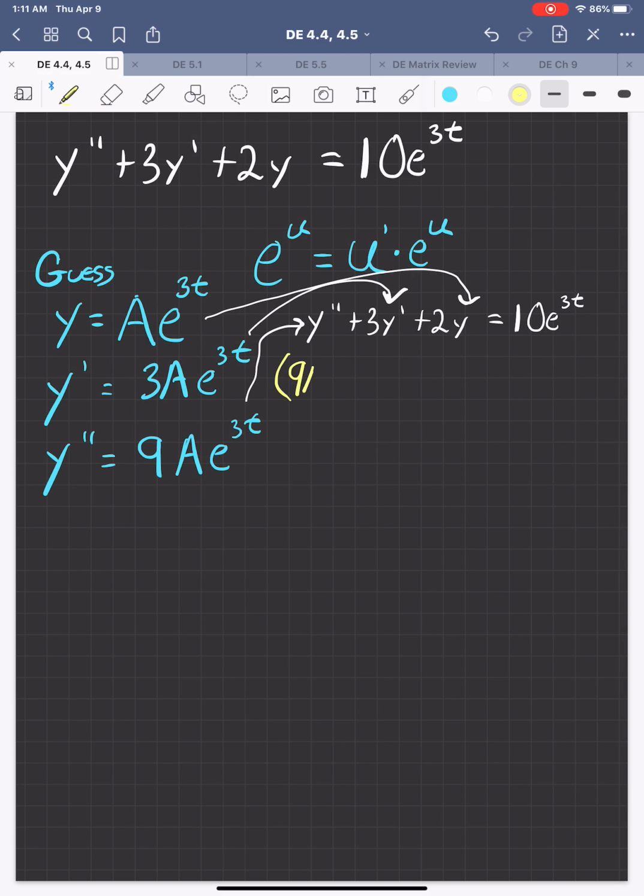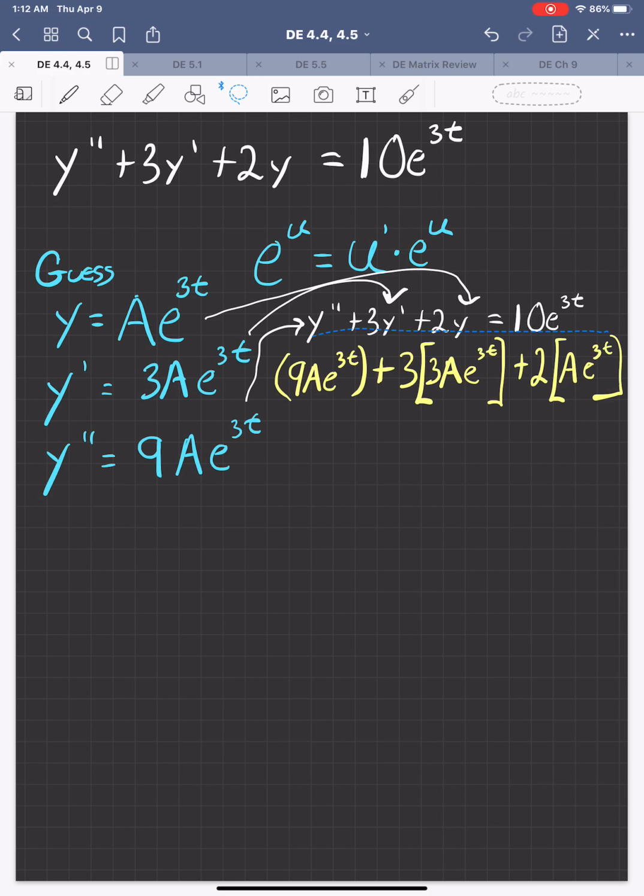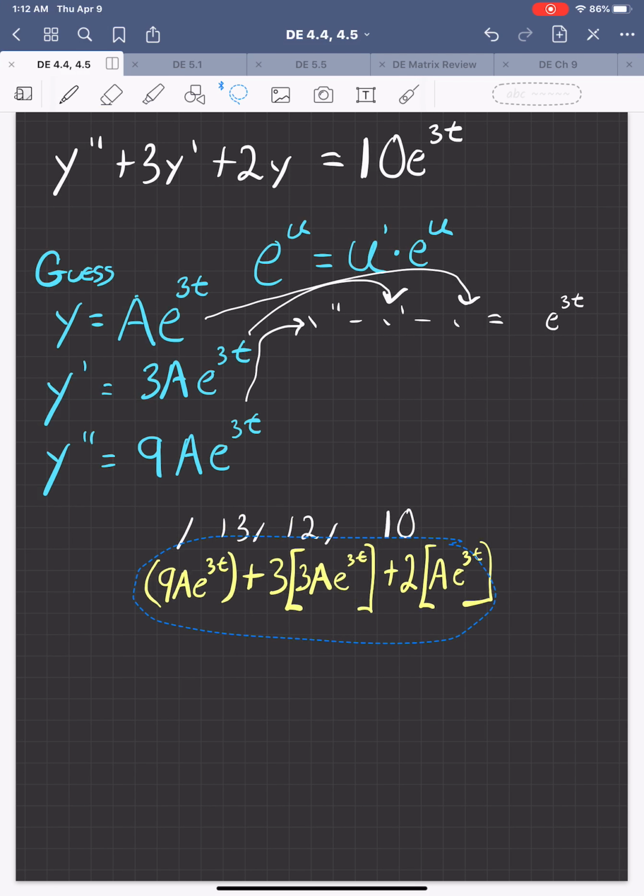So that's 9a e to the 3t plus 3 times y prime. Now y prime is 3a e to the 3t plus 2y, and we chose y to be a e to the 3t. I am running out of space, so let me grab that and bring that down here.